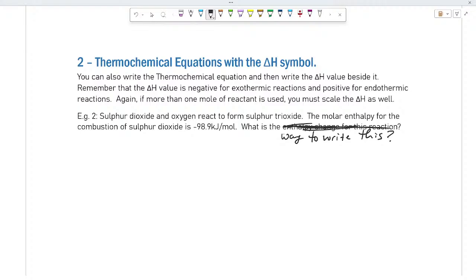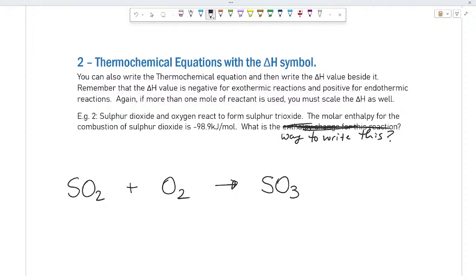All right, so what's the formula for sulfur dioxide? SO2. Good. And what's it reacting with? Which is O2. What's it forming? Sulfur trioxide. SO3. Okay. Is this balanced?